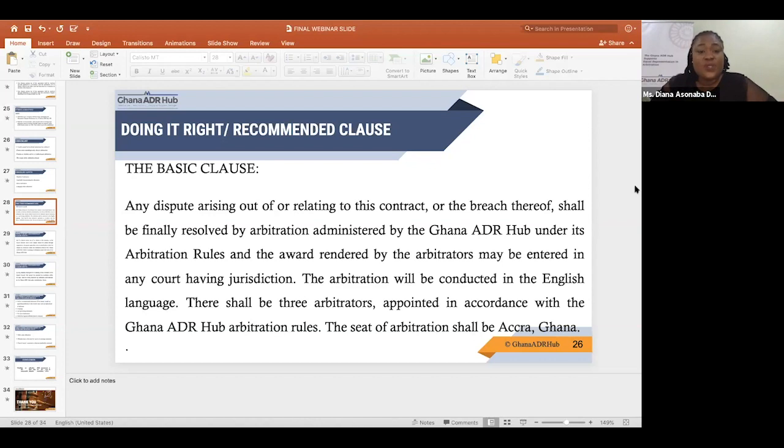So: shall be finally resolved by arbitration administered by the Ghana ADR Hub under its arbitration rules. So this has done away with the sin of omission, where you said we're going to arbitration just like that. But here parties are saying that we're going to arbitration, we are using an arbitral institution, which is the Ghana ADR Hub, and we undertake to be bound by their arbitration rules, so that leaves them without the trouble of listing out the language, unless they want to have a language provision or a method of appointment of the tribunal different from what the ADR Hub rules provide.